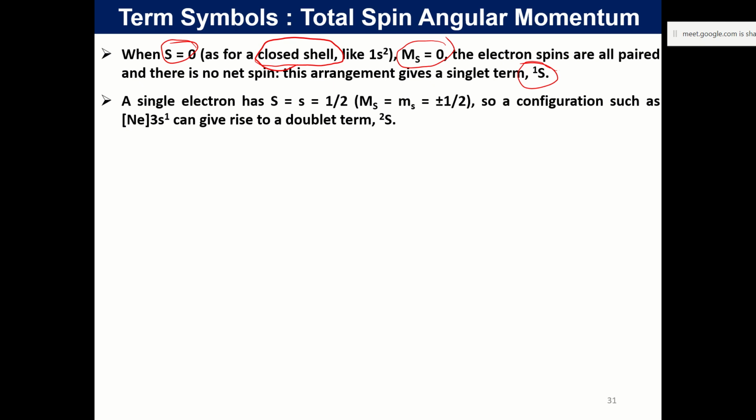The superscript you are writing, the small one on top, is showing the spin multiplicity. For a single electron it will be just S equal to half, Ms plus half or minus half, the same thing. So that's how we are writing it for sodium.